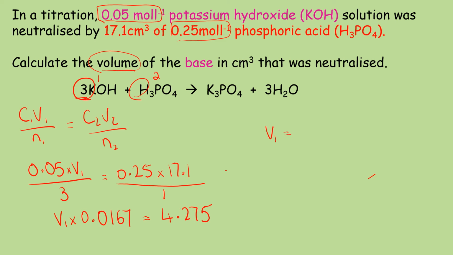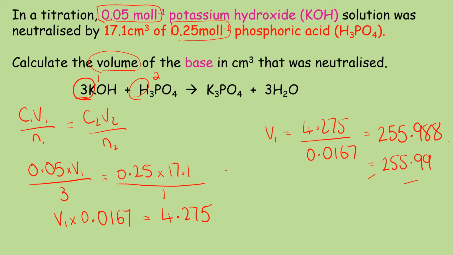So V1 becomes 4.275 divided by 0.0167. That's me just typing it into the calculator and talking to myself like a strange person. And we end up with 255.988. Okay, so we'll call that 255.99, and the answer is in centimetres cubed, so I don't even need to put a unit, but because I like to, I'm going to make sure it's the right one, which is centimetres cubed.